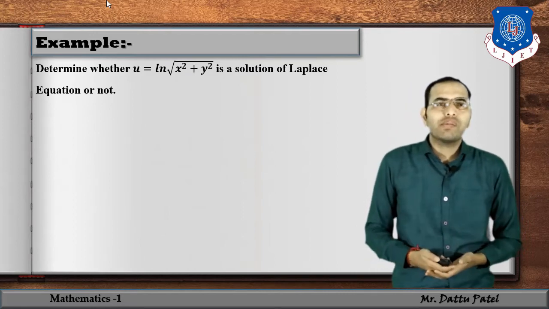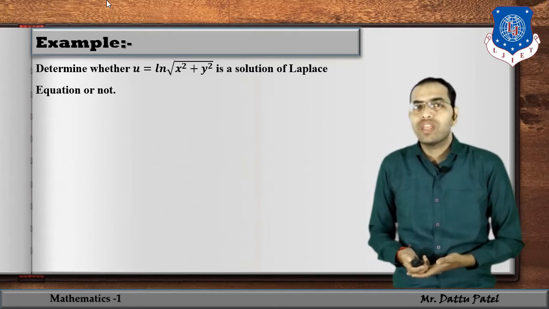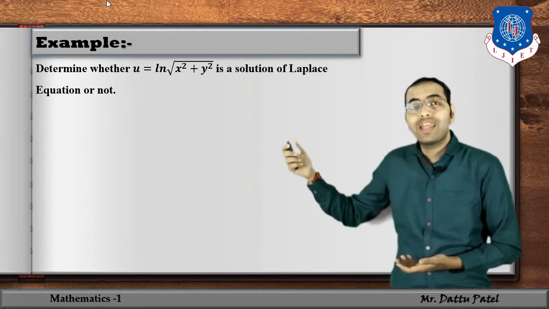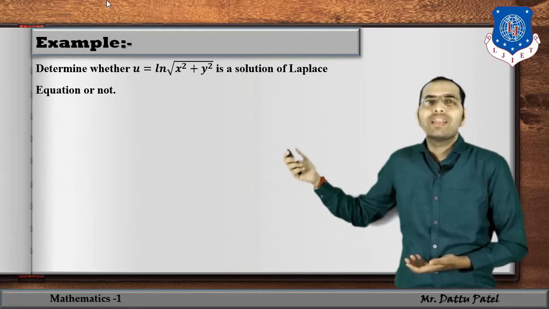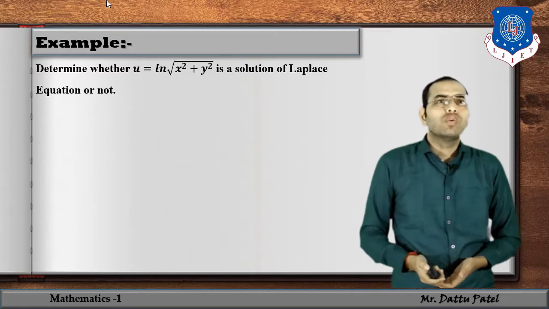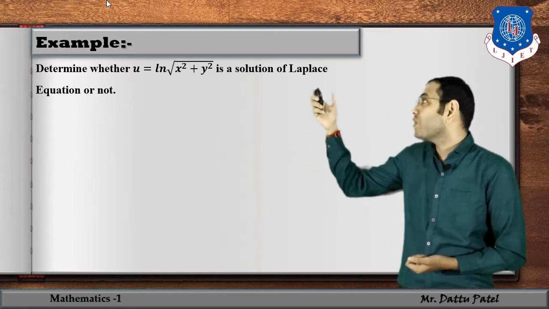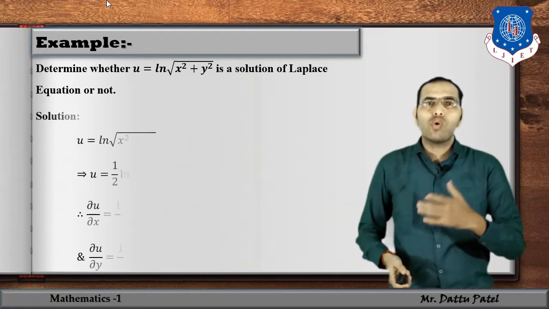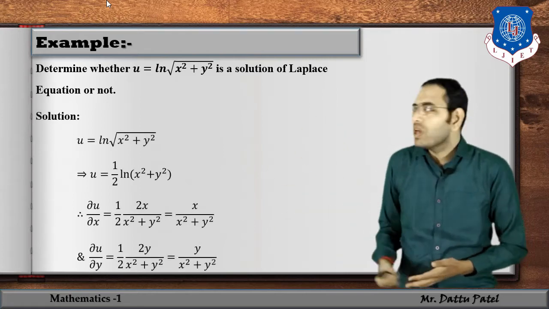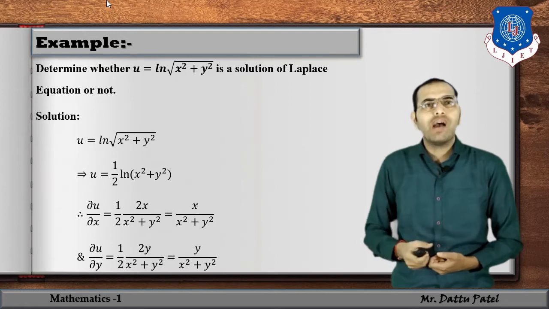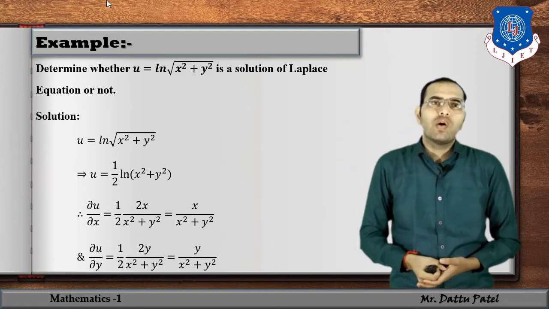You are all aware of the Laplace equation for two variables, that is del square f by del x square plus del square f by del y square equal to 0. Here our function is u equal to f of x, y equal to ln square root of x square plus y square. According to the properties of logarithm, u becomes 1/2 ln of x square plus y square.